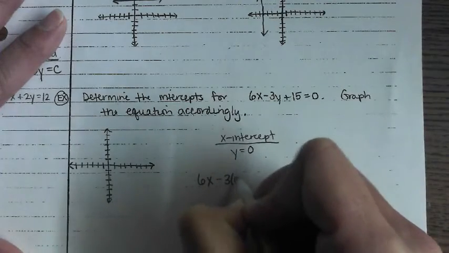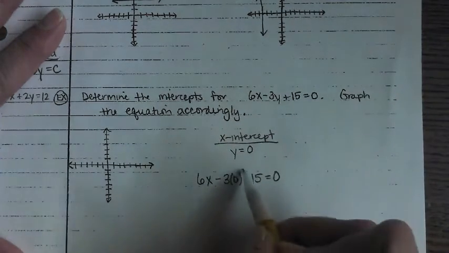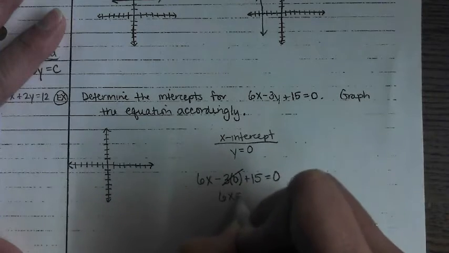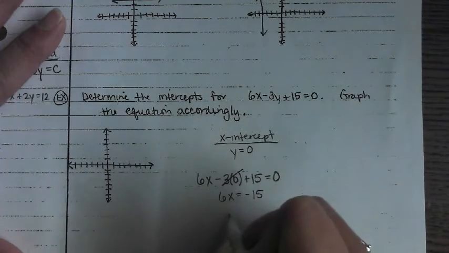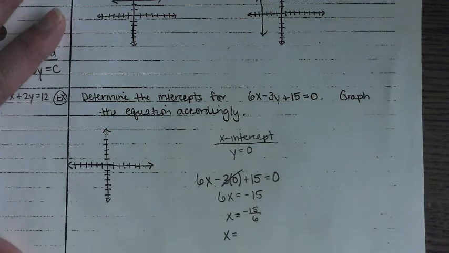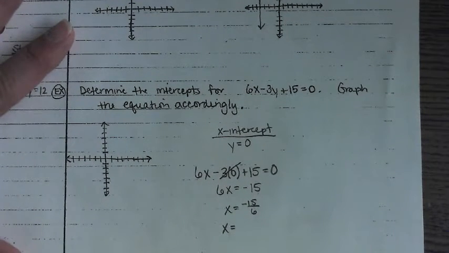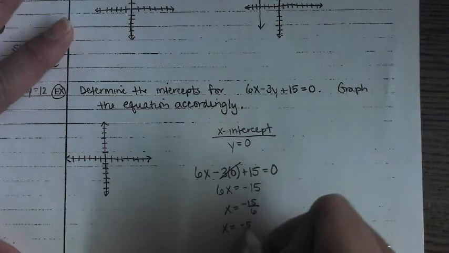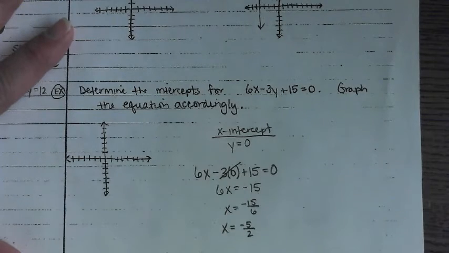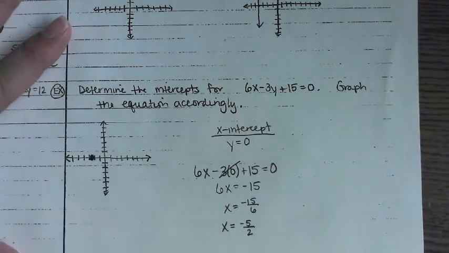6x minus 3 times 0 plus 15. Your 3 times 0 is going to cancel. Subtract your 15 over and divide by 6. And reduce: negative 15, 6, both divisible by 3, negative 5 halves. Which to plot as your x-intercept is like negative 2.5, so right around here.